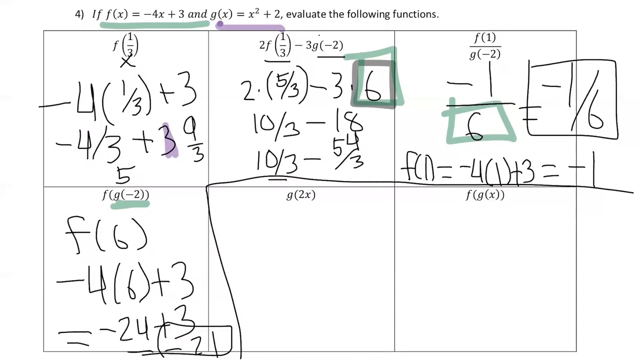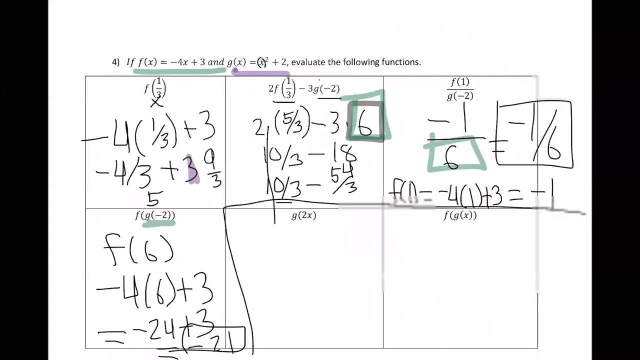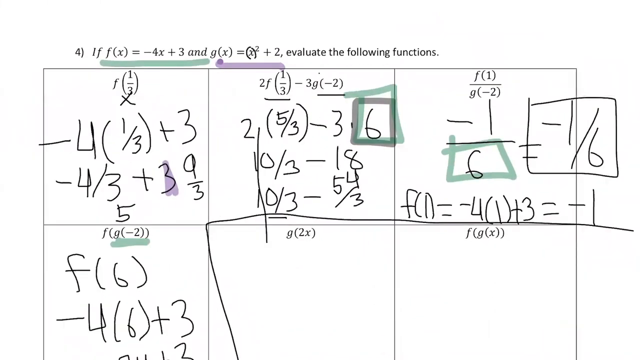So g of 2x, we're looking at this g function. Let's zoom in on this g function. We're going to replace the x with 2x. I was a computer nerd growing up, so I think of it as copy and pasting in place of it. So you would have (2x) squared plus 2. Basically, we replace that x with 2x, copy and paste it in place of that x.